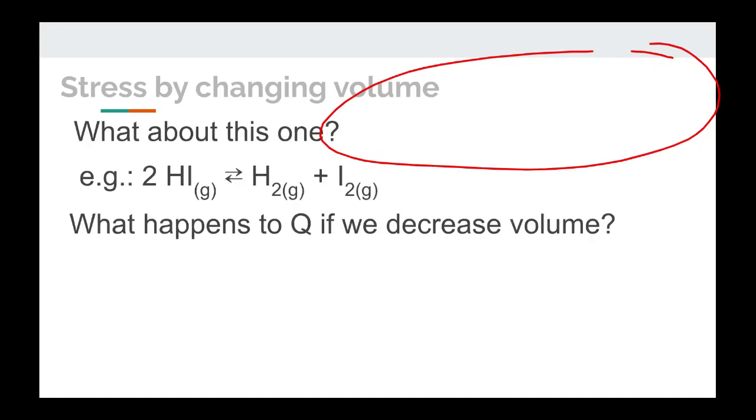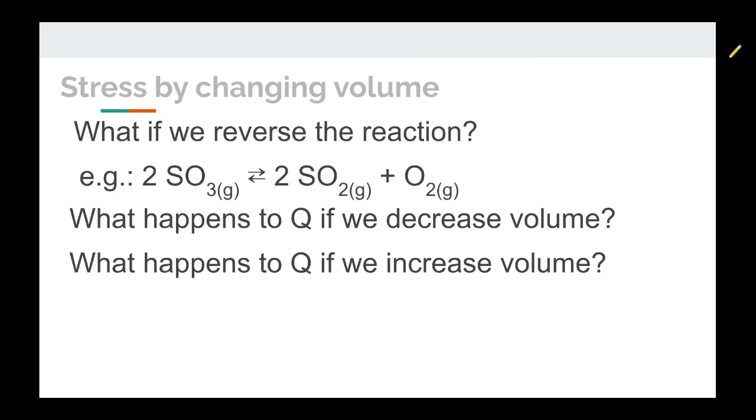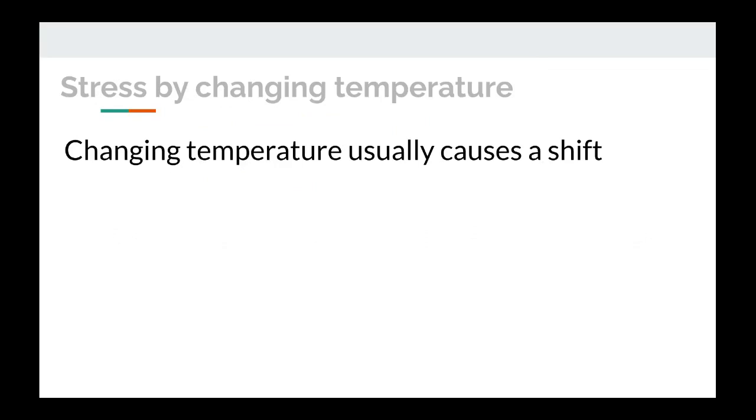So going back to this previous equation, we can see that there's no difference. There's 2 moles of gas on the left-hand side and 2 moles of gas on the right-hand side, and that's why there's no shift. But if we go back to this reaction, this has got 3 moles of gas on the right and 2 moles of gas on the left. So if we decrease the volume here, we're going to move in the direction that has less gas, shift to the left. If we increase the volume, we're going to move in the direction that creates more gas, shift to the right. The third stress that we're going to look at is stress caused by changing temperature.